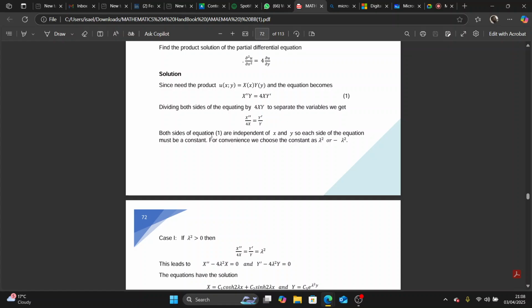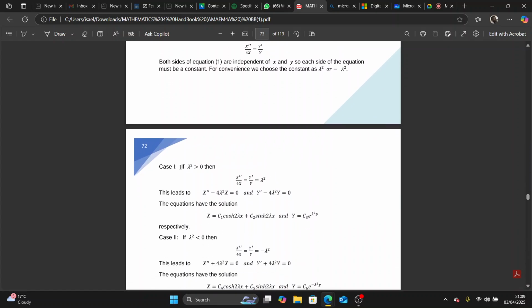They say both sides of the equation are independent of x and y, so each side of the equation must be a constant. That's what they mean. For convenience, we choose the constant as lambda squared or minus lambda squared. Case 1. Remember, they equate this to a constant so that they can solve. I'm just explaining; we're going to do the example and you'll see how it's done. Case 1: if lambda squared is greater than 0, then X second over X is equal to what? Lambda squared. So you equate this to lambda squared.